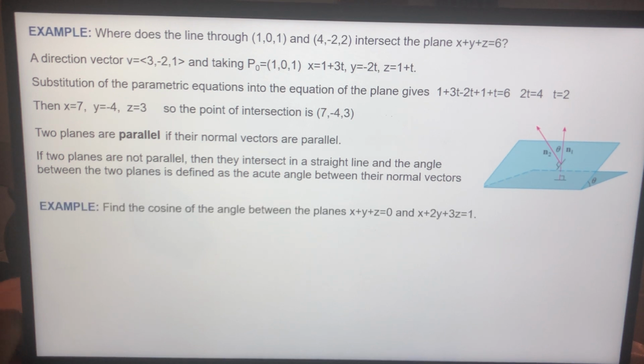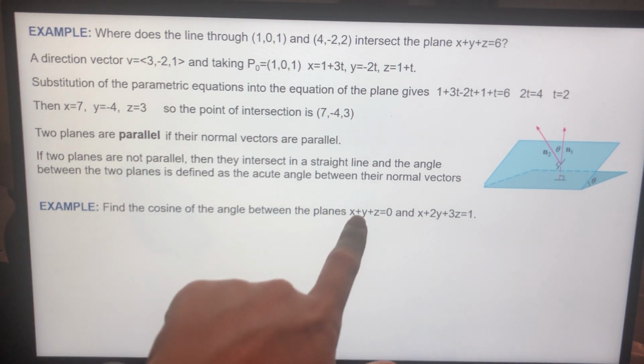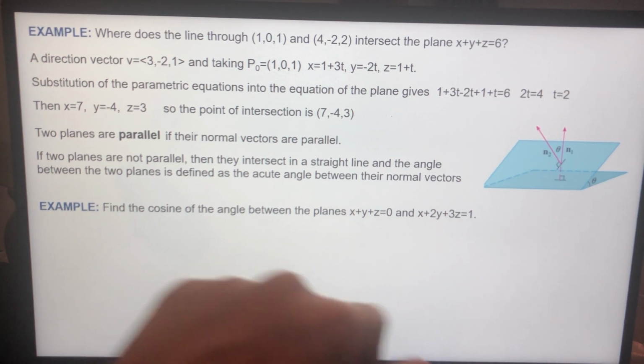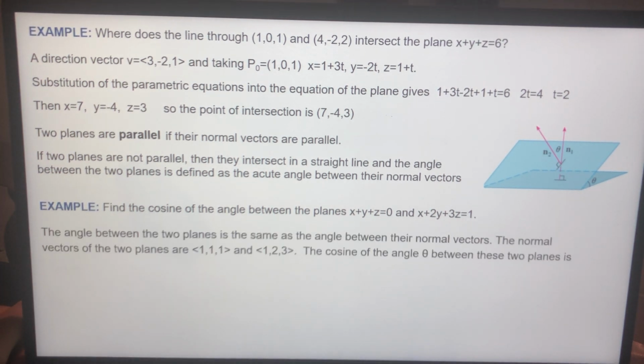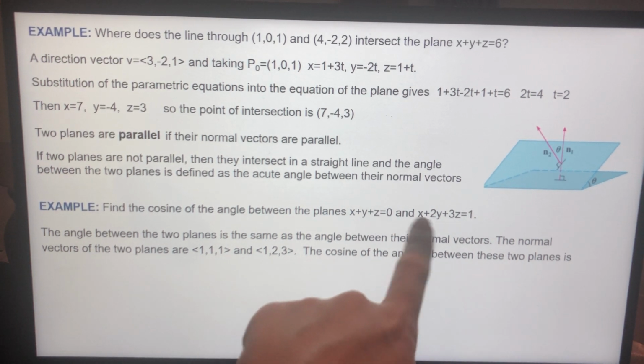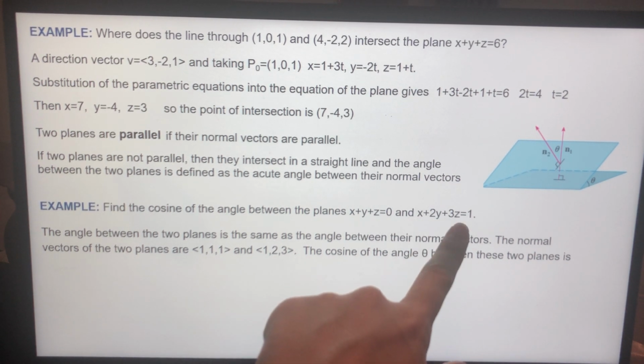Okay, so that's why we can find the cosine of the angle between the planes by using this idea. What we need to do is use the normal vectors, and your normal vectors are a, b, c, which will be coming as the coefficients of x, y, z in the linear equation of a plane. That's why the first plane's normal vector is 1, 1, 1. Second one is 1, 2, 3.